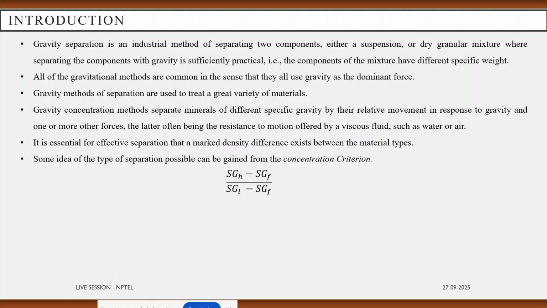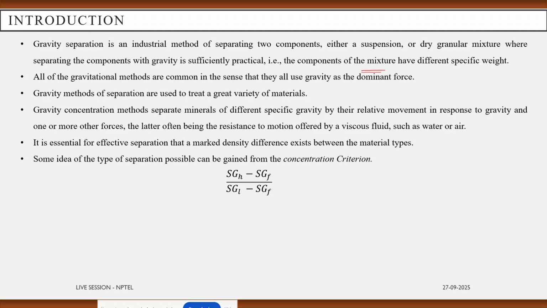What we are going to discuss today is the gravity separation process, which generally separates two components, either in a suspension form or a dry granular mixture. Here we are separating the components based on gravity. The main role is played by the gravitational force, which plays a major role in separating a mixture of components having different specific weights.